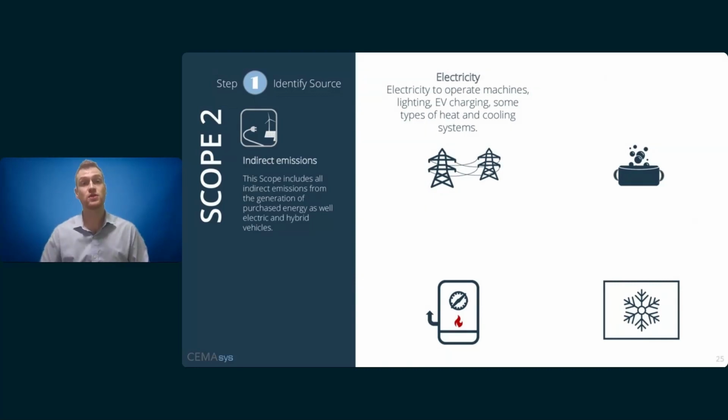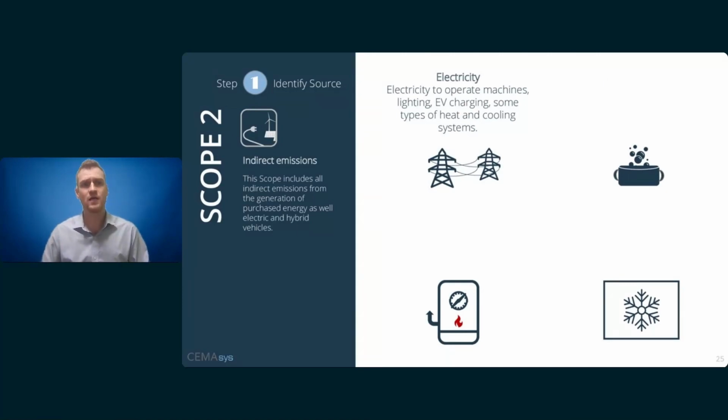So the first and most common category in scope 2 is electricity. In scope 2, we are considering the emissions from the process of creating the electricity, and this includes electricity to operate lighting, machinery, to charge electric vehicles, and so on.